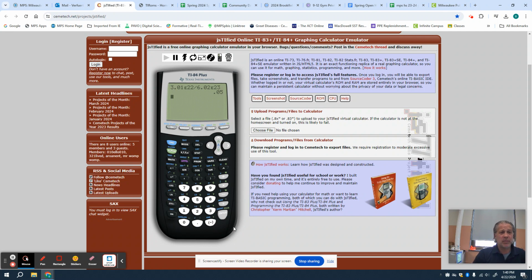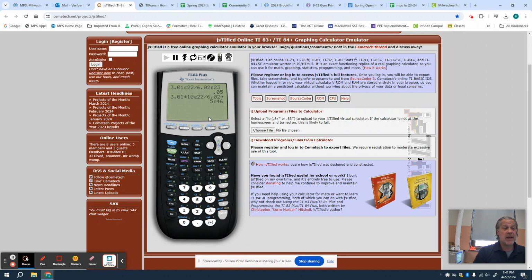It is possible that if a person puts this into their calculator incorrectly, they might get something that looks like this. Let's see, if they did 3.01, and a lot of times students want to do this, they'll say times 10 and then second E 22nd, and then they'll divide by 6.02 times 10 second E 23. And what they'll get is a really large number, like 5 times 10 to the 46th, or 5E46.